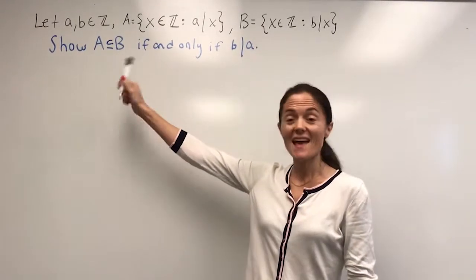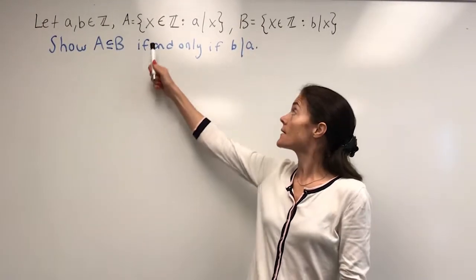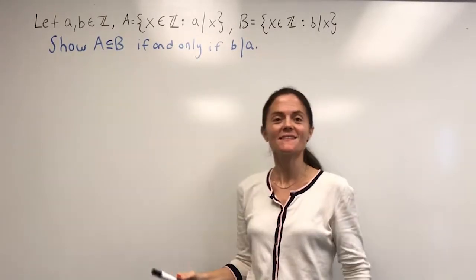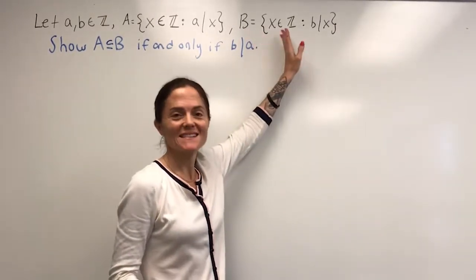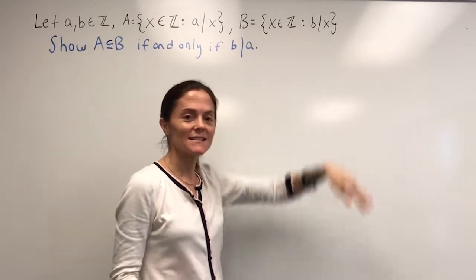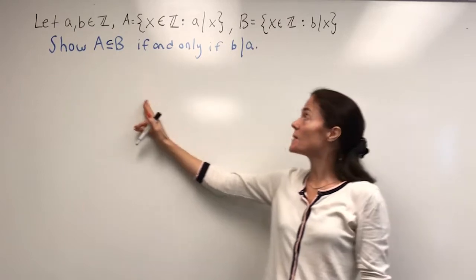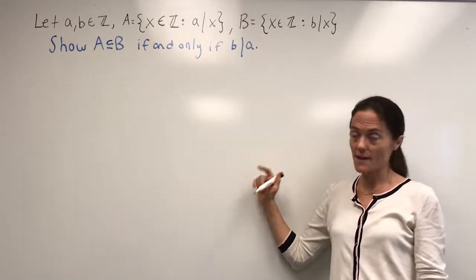Given little a, little b integers. Capital A is all integers x so that little a divides x. Capital B is all integers x so that little b divides x. And what we need to show is that A is a subset of B if and only if b divides a.